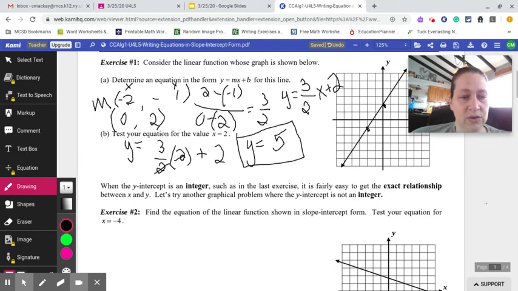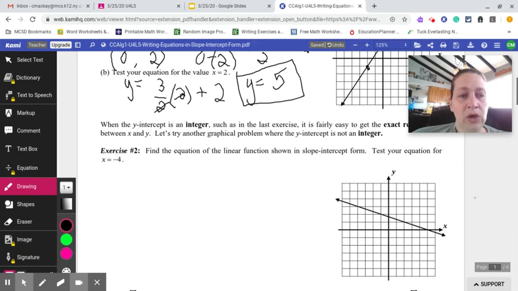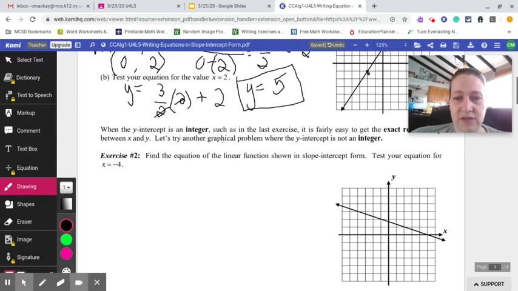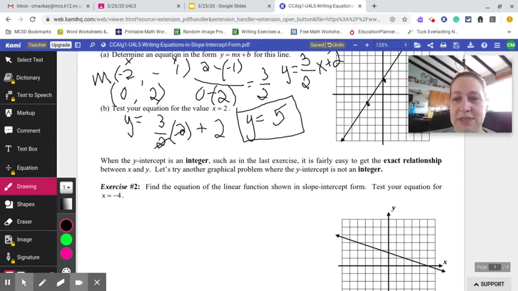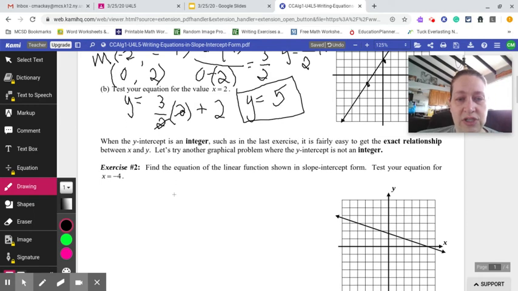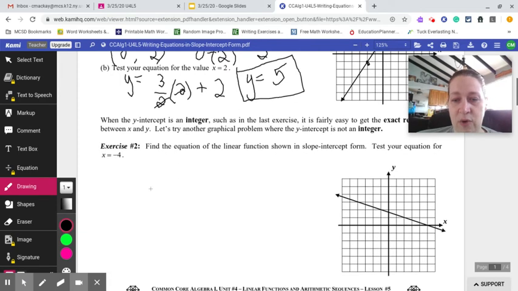Okay, let's look at the next question. When the y-intercept is an integer, such as in the last exercise, it's fairly easy to get the exact relationship between x and y. Let's try another graphical problem where the y-intercept is not an integer. Find the equation of the line function shown in the slope-intercept form. Test your equation for x equals -4.